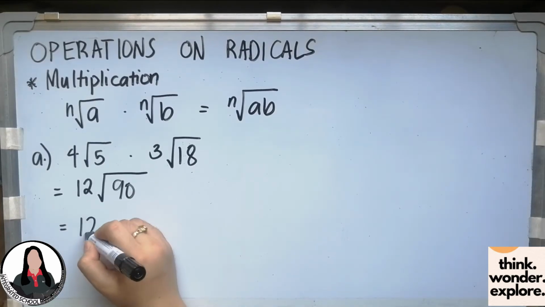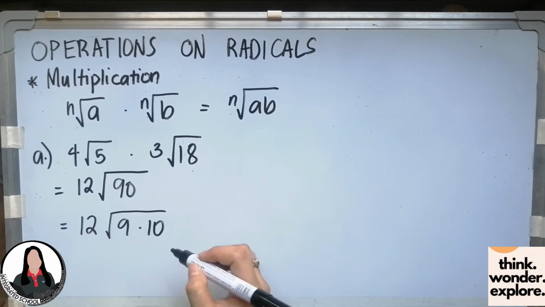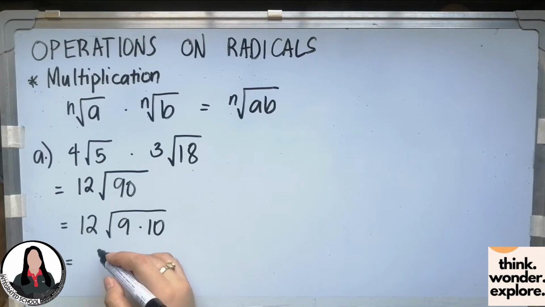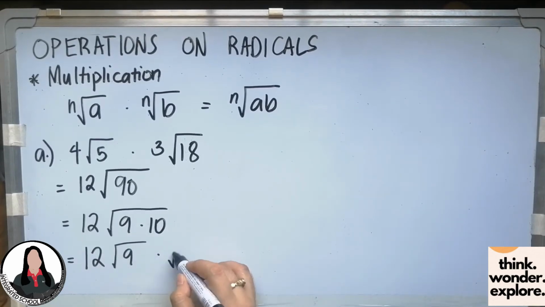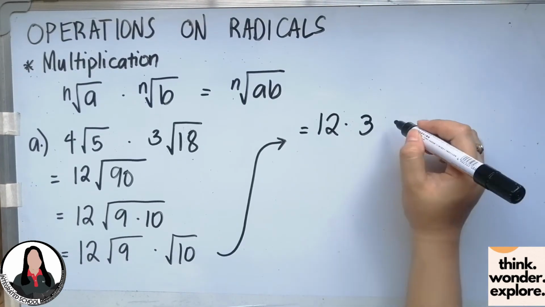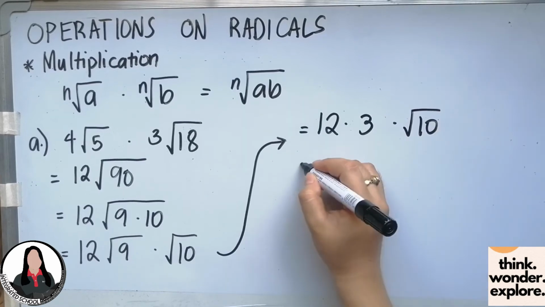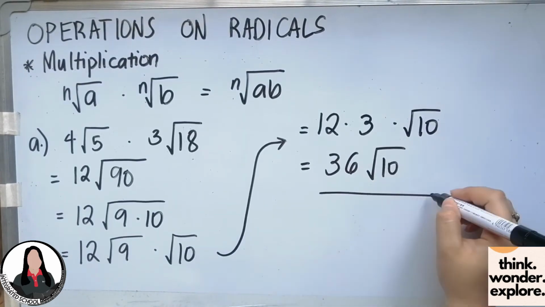So we have 12 times the square root of 9 times 10. So simply, this can be written as 12 square root of 9 times square root of 10. We rewrite it as 12 times 3 times square root of 10. Simply, that is 36 square root of 10.